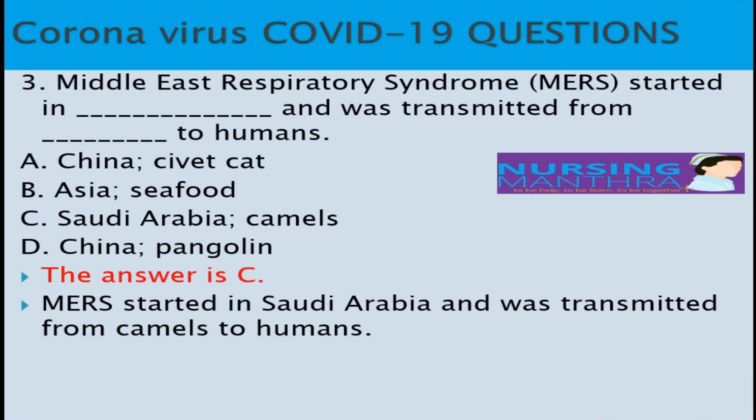Next question. Middle East Respiratory Syndrome, MERS, started in where, and was transmitted from dash to humans? A. China, civet cat. B. Asia, seafood. C. Saudi Arabia, camels. D. China, pangolin. The answer is C. MERS started in Saudi Arabia and was transmitted from camels to humans.